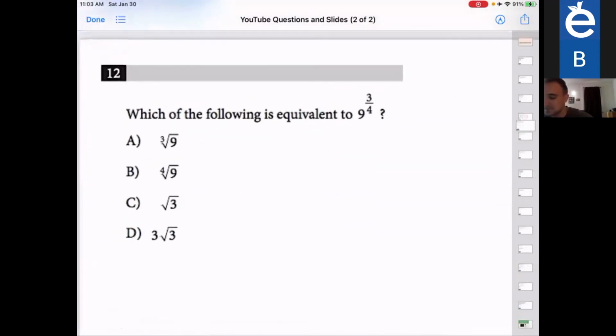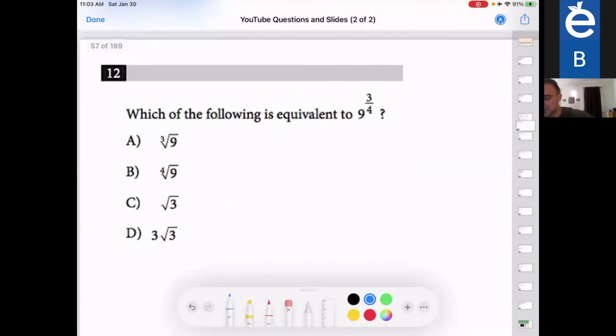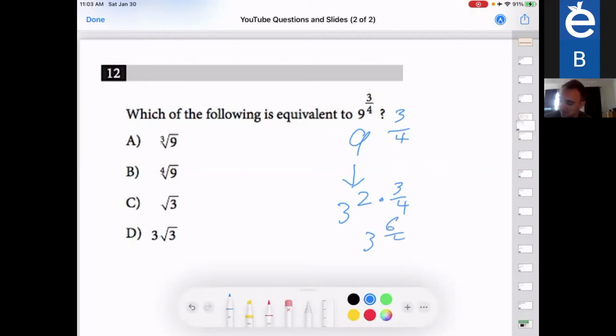Page 57, number 12. It says, which of the following is equivalent to 9 to the 3/4? So something should jump out to us about this 9, right? We know that 9 is not a fully simplified number. We could rewrite 9 in terms of exponents as 3 to the second. But that needs to be multiplied by this 3/4. So when I do that, I get 3 to the 2 times 3 is 6 over 4. I can simplify that fractional exponent. That becomes 3 to the 3/2.